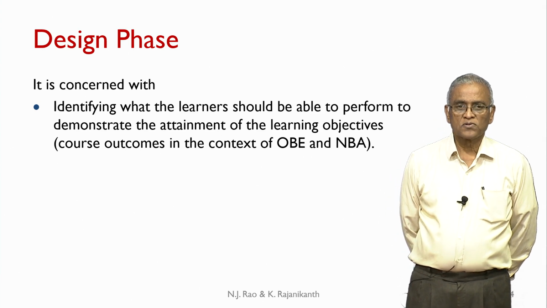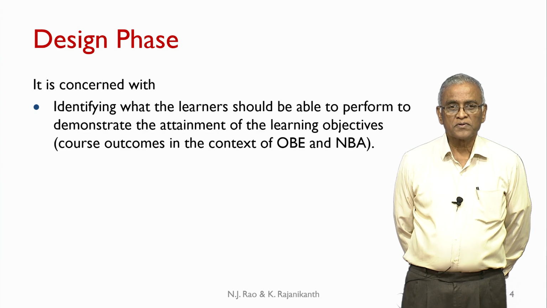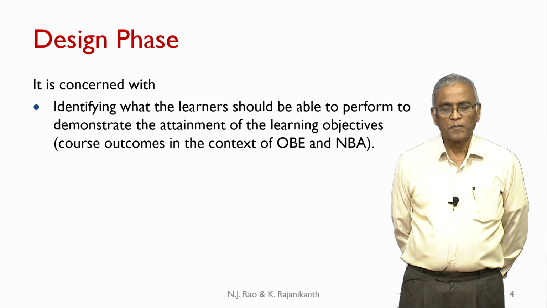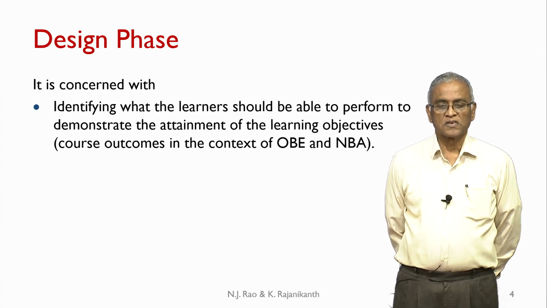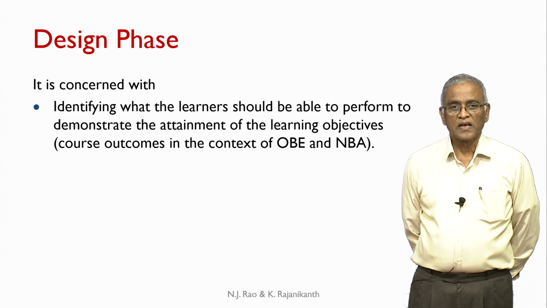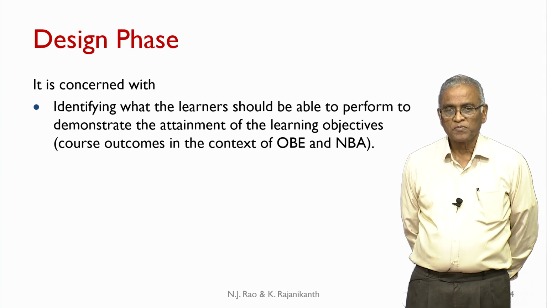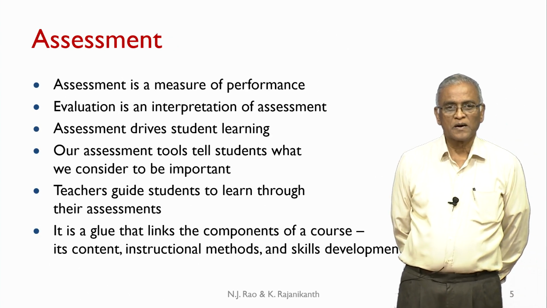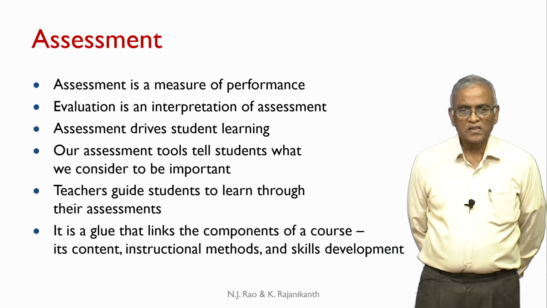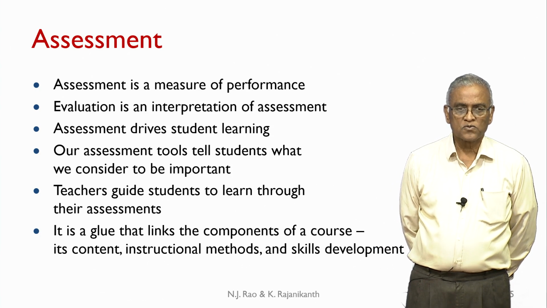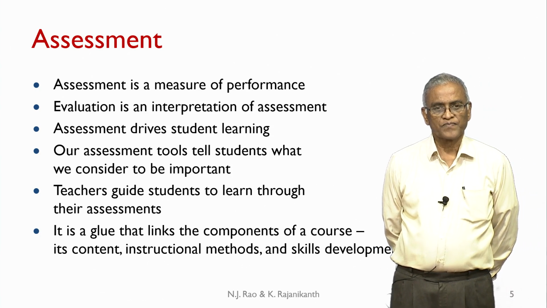So, we have written COs, then we have to say what the learner should be able to perform to demonstrate the attainment of those COs. So, it is all related to what are the things that we are identifying as the learner should be able to perform, and that is where the assessment comes into picture. Let us look at the formal definitions of the terms associated with this. There are two terms, assessment and evaluation.